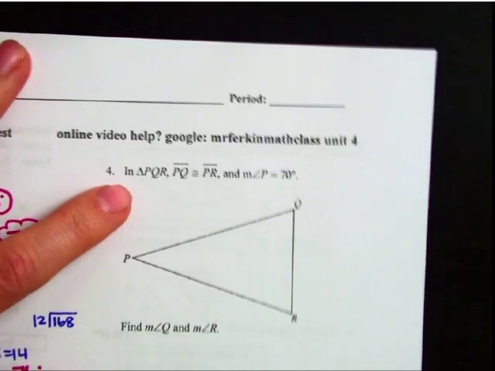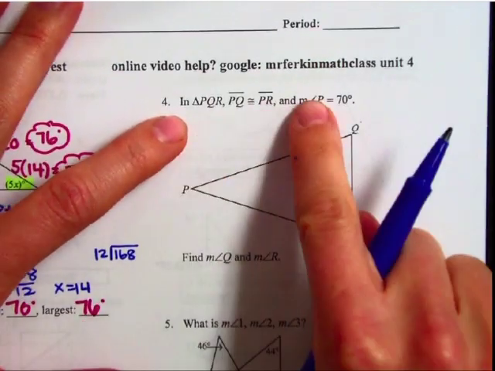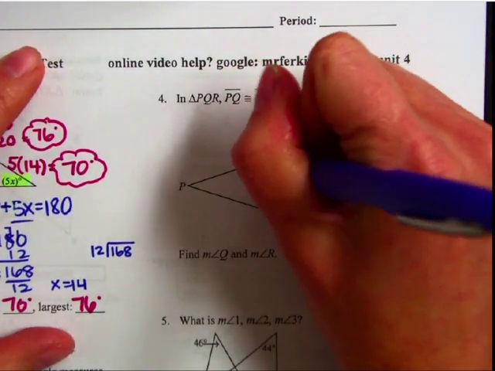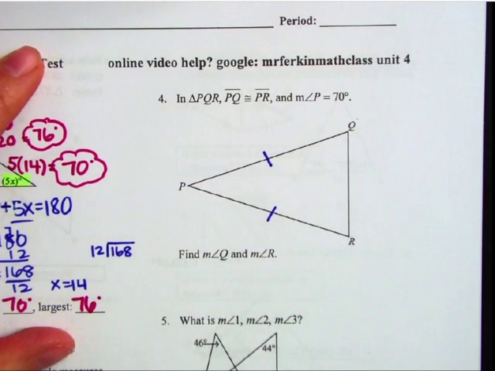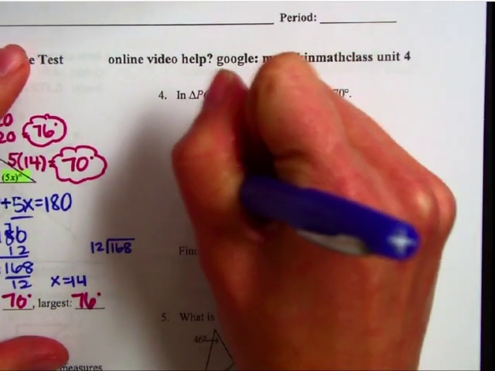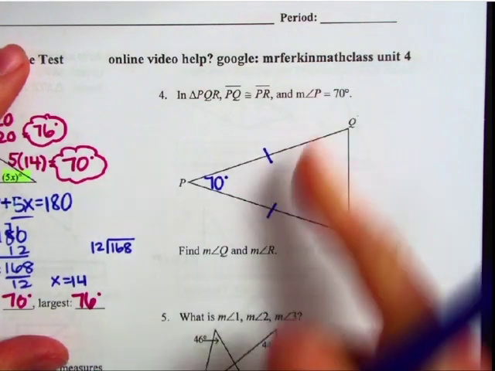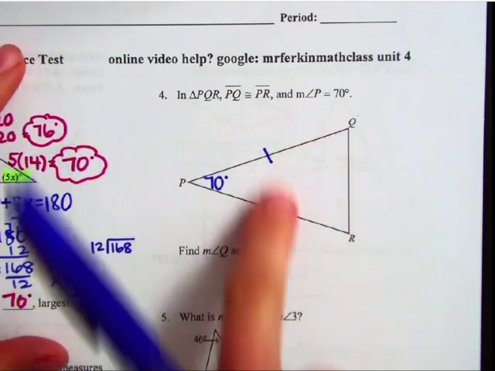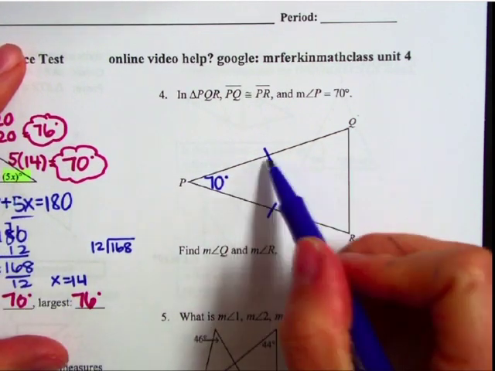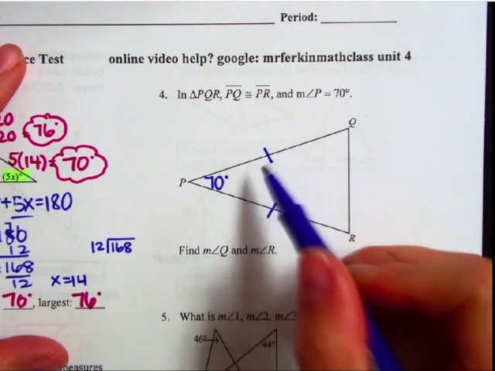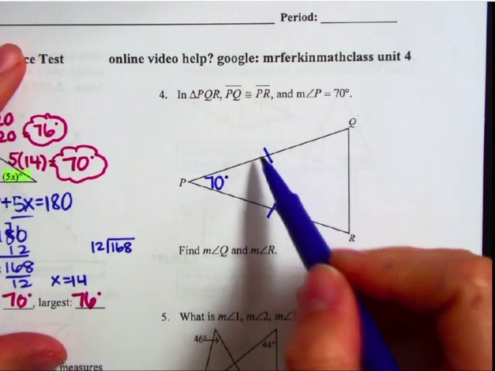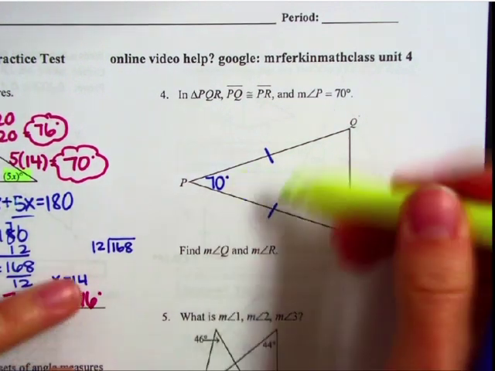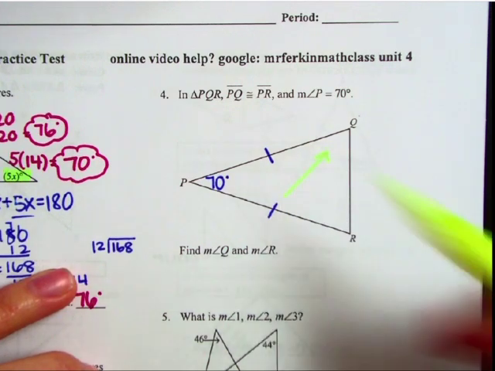All right, and number 4, we're always going to mark the given information to answer the question. So in triangle PQR, we have PQ congruent to PR. So I'm making my marks there. Measure of angle P is 70 degrees. And we are going to use that information to find the measure of angle Q and the measure of angle R. So this is our isosceles triangle where we have two congruent sides, so we know we have two congruent angles. And it's the angles that are across from the sides.